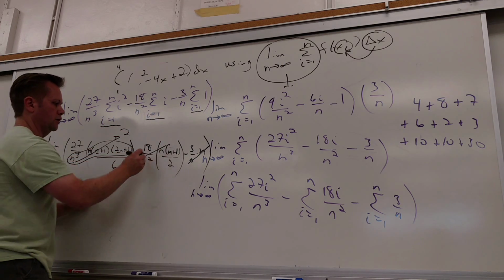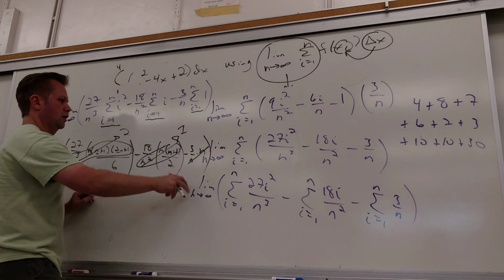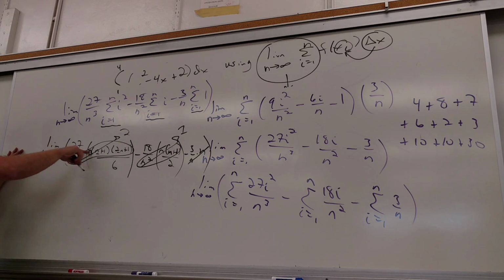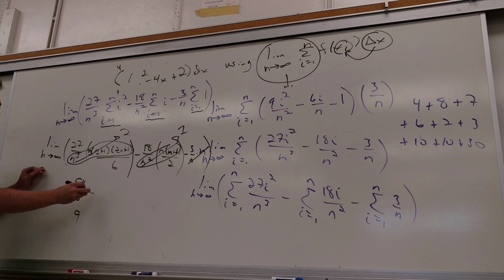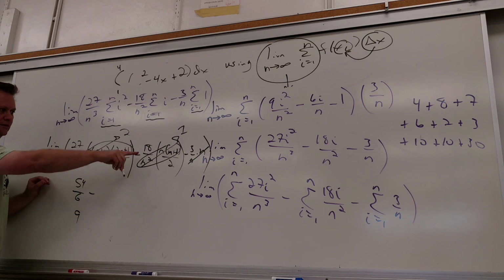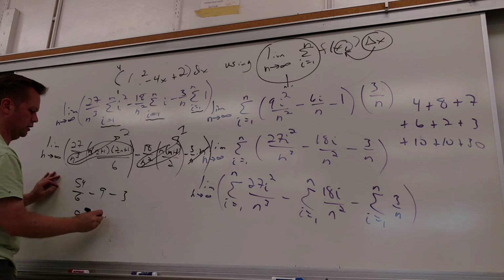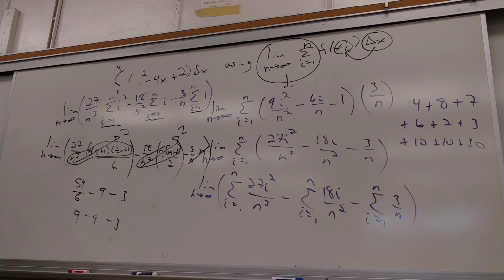So then what's this limit here? 1. And of course that's gone. Who cares? So what do I have left over? 54 over 9. 6, I like it, which is 9. Good. Minus 9. Minus 3. So it's negative 3. So it looks like you get negative 3.